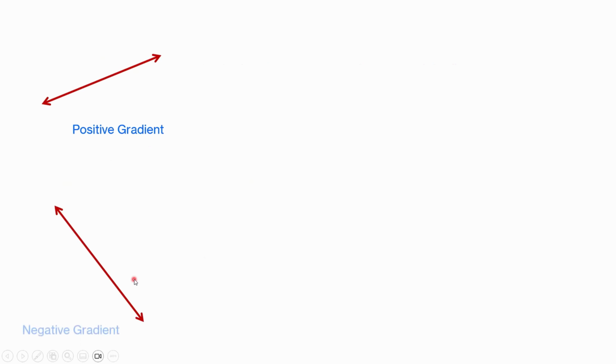Let's speak about the direction. We have four cases in the direction. We have case number one: if the line is rising from left to right, and you have to consider it always from left to right. If the line is rising from left to right like that, the gradient will be positive. If the line is falling from left to right, the gradient will be negative.